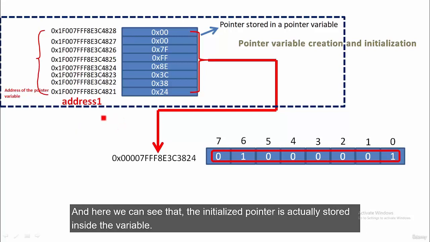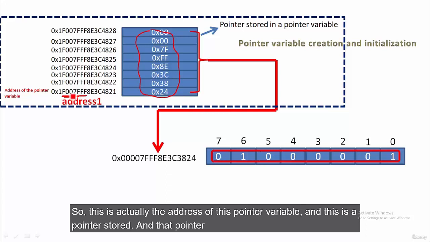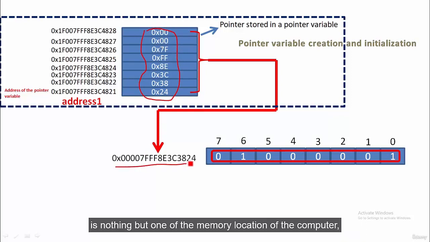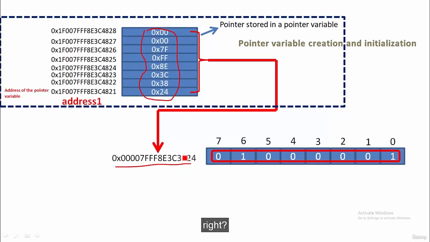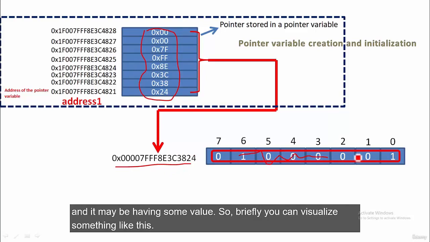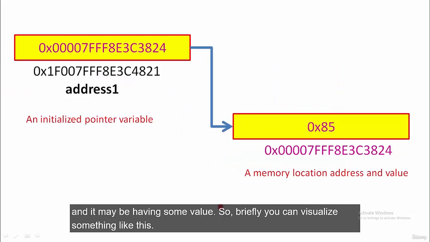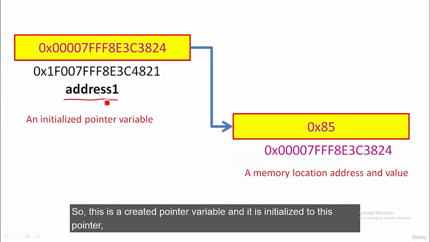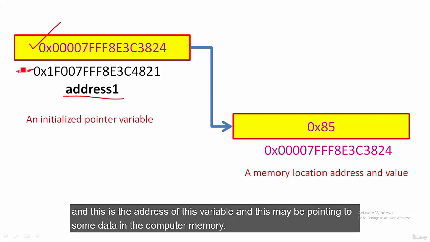And here you can see that the initialized pointer is actually stored inside the variable, right? This is the address of this pointer variable, and this is the pointer stored. And that pointer is nothing but one of the memory locations of the computer, right? And it may have some value. So briefly, you can visualize something like this. This is a created pointer variable and it is initialized to this pointer. And this is the address of this variable.